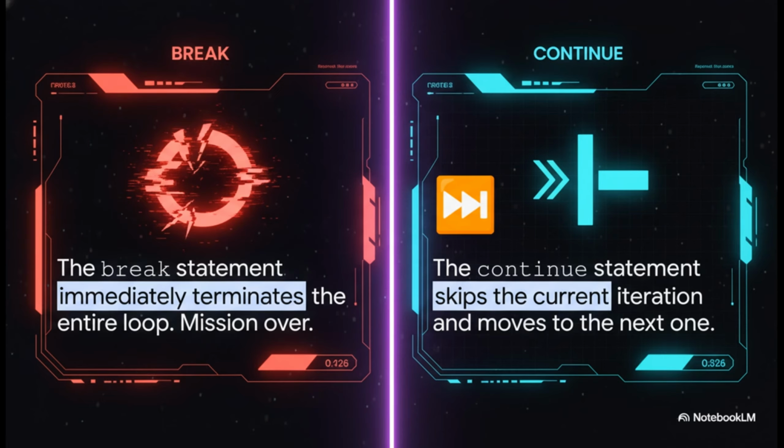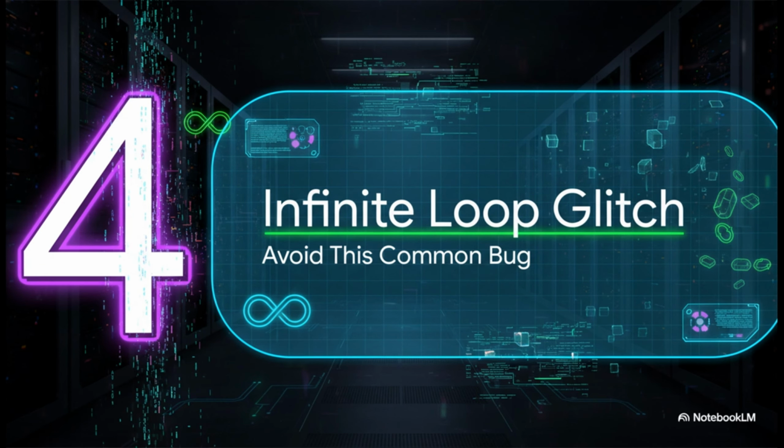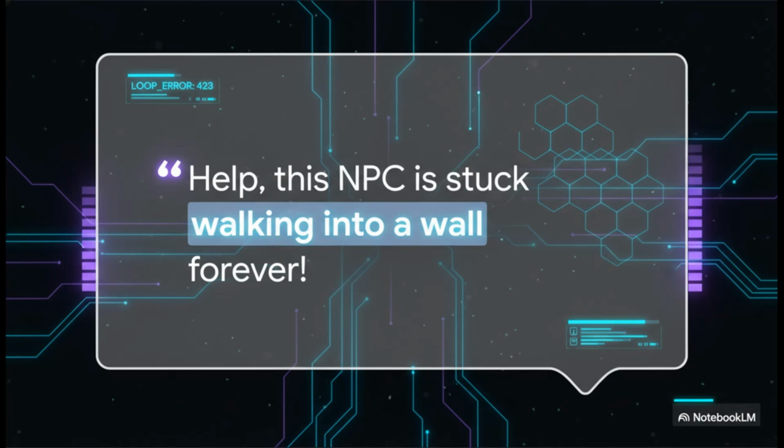Now, every gamer knows that when you find a powerful new skill, you also find new ways to mess things up. And in the world of loops, there's a classic glitch you really need to watch out for, the infinite loop. Oh, you've definitely seen this. That poor NPC just walking straight into a wall, forever stuck in their animation cycle. That's not just a funny bug. That is a perfect visual of an infinite loop.